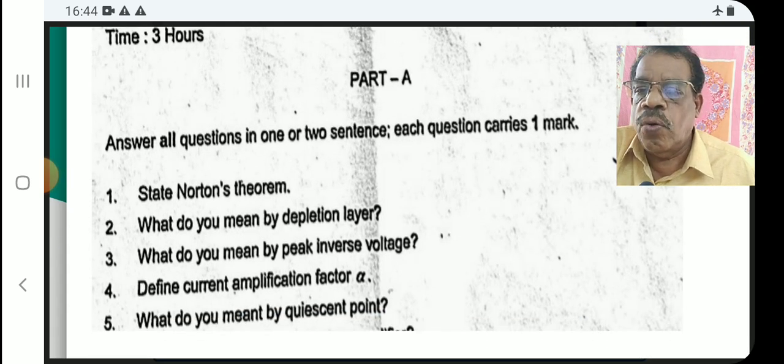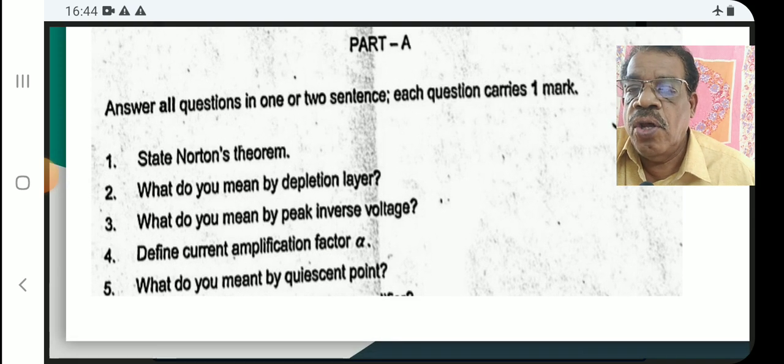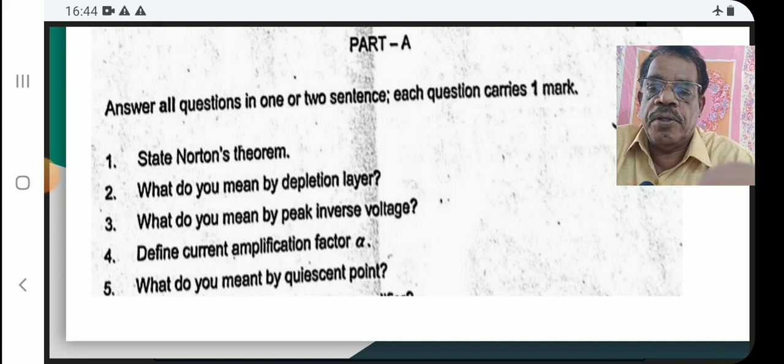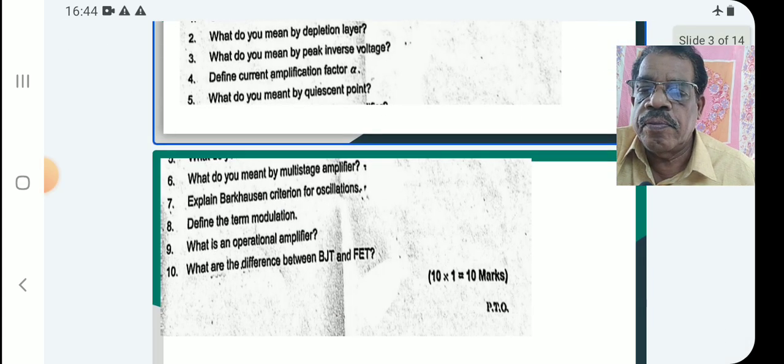All 10 questions in this part A are compulsory. Number 1, state Newton's theorem. Number 2, what do you mean by diffusion layer? Number 3, what do you mean by peak inverse voltage? Number 4, define current amplification factor alpha for a transistor. Number 5, what do you mean by quiescent point, Q point? These are all simple, direct questions.